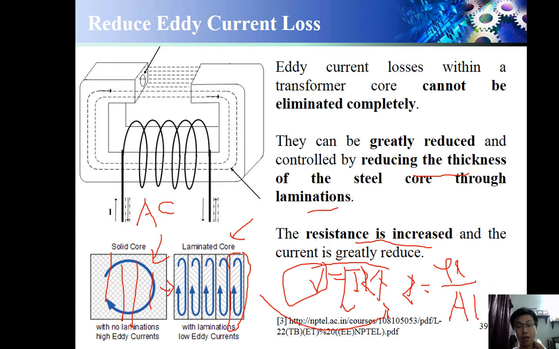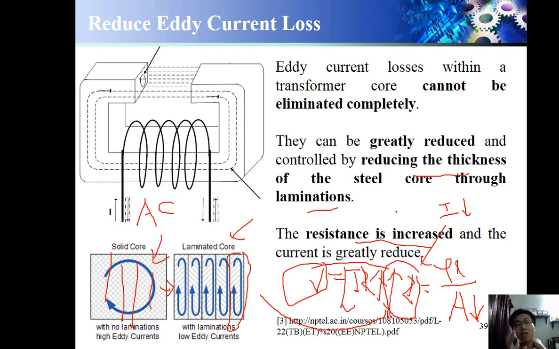So if my area decreases, my resistance will increase. When my resistance increases, it will decrease the current. It will stop the current, saying, hey, my resistance is high, don't come to play around with me. That's how we reduce the eddy current.